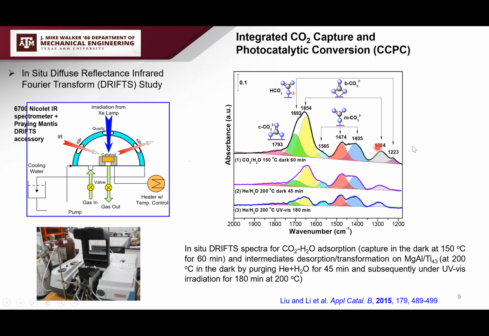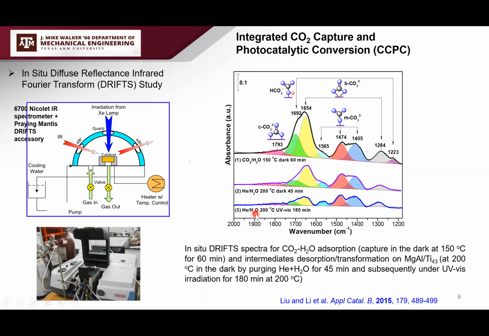On the right-hand side, you can see the IR spectra of three processes. The first one is adsorption in the dark. You can see a lot of various carbonate and bicarbonate species form. Then we switch CO2 to helium, and also increase the temperature to 200. You can see that part of the adsorbed species are desorbed, and then it actually reaches an equilibrium.